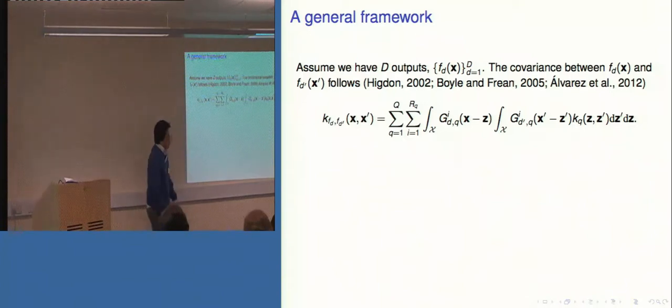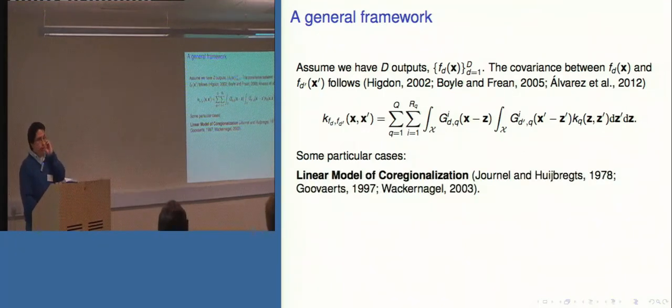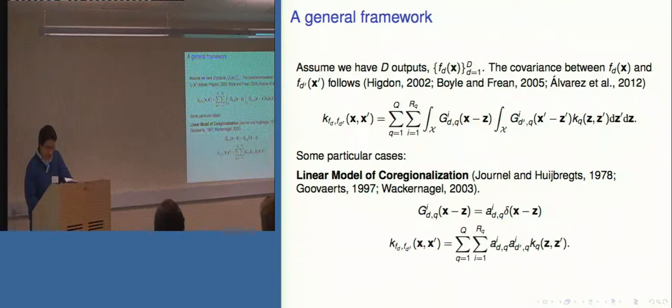So that's a very general way, and then we can describe very particular cases of multi-output covariances using that form. For example, in the linear model of coregionalization, we assume that these Green's functions are delta functions, with a constant a_{d,q,i}, and then we end up with this covariance function. So that's one particular case of this general framework.